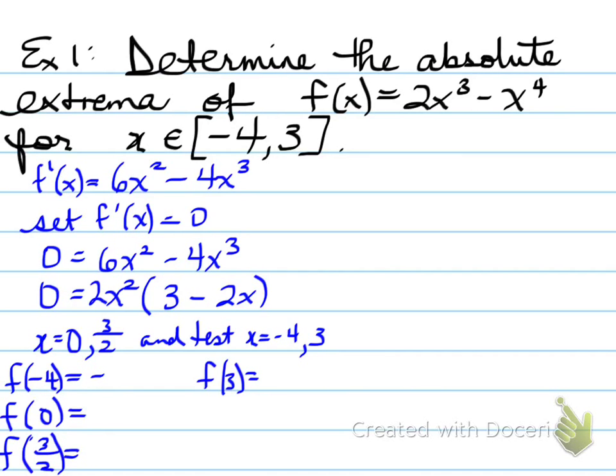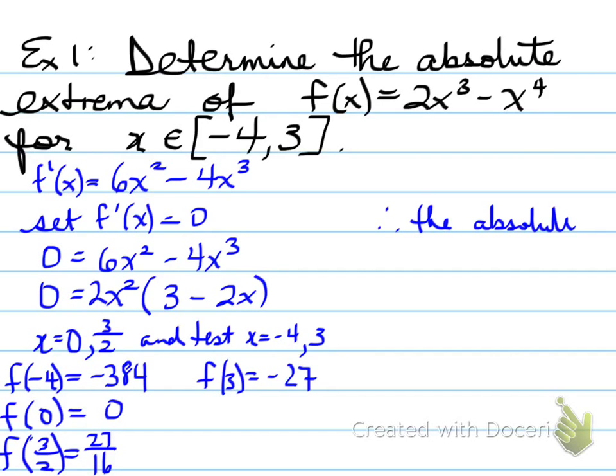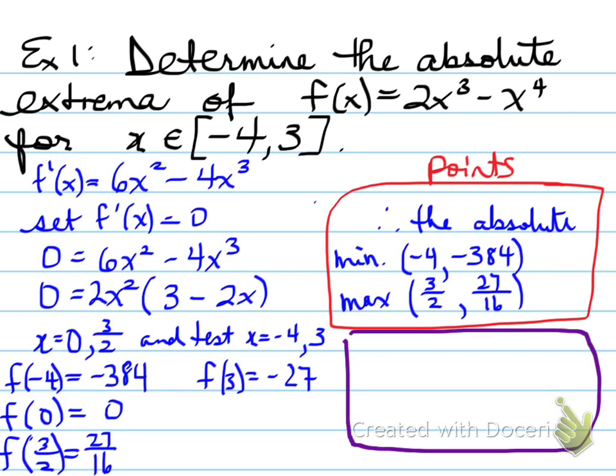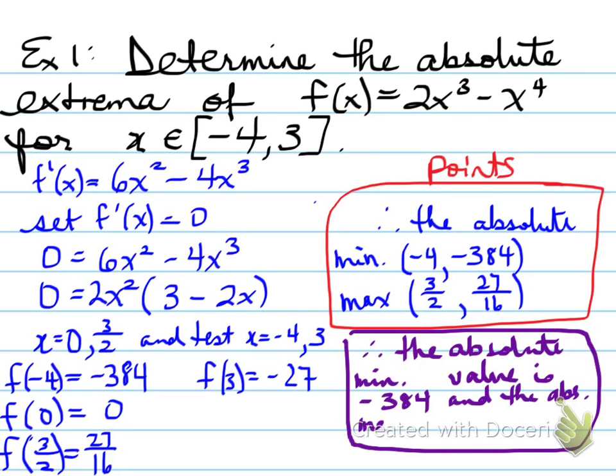It's just a practice that you get into, and if you do that, you just know that you meet every single point. So you find out that there is an absolute minimum at negative 4 and negative 384, and an absolute maximum at 3 over 2 and 27 over 16. These are considered extrema points. Let's say I ask for extrema values. You would say then the absolute minimum value is negative 384, and the absolute maximum value is 27 over 16.